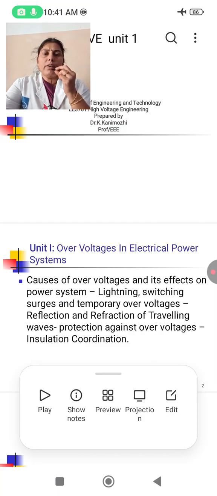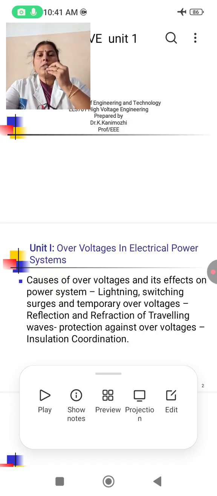The first unit covers overvoltages in electrical power systems. In this unit, we will be discussing the causes of overvoltages and their effect on power systems, lightning, switching surges and temporary overvoltages, reflection and refraction of traveling waves, protection against overvoltages, and insulation coordination.